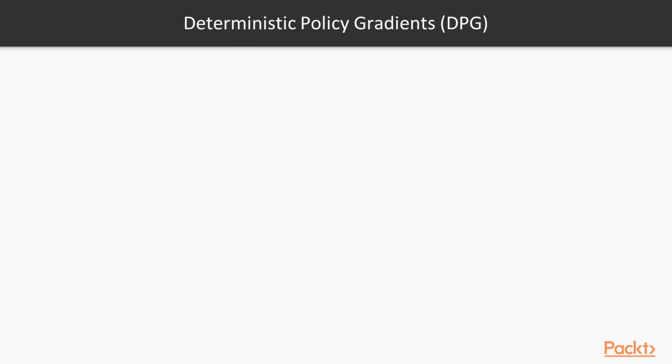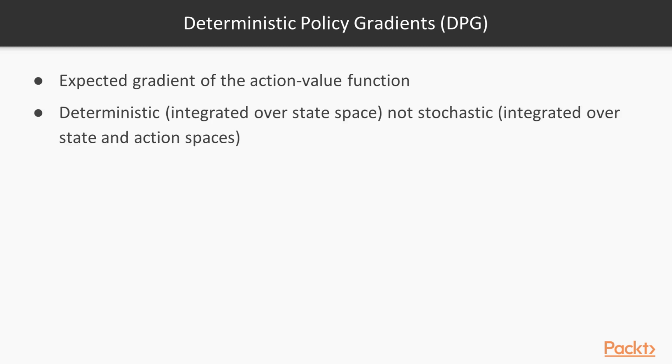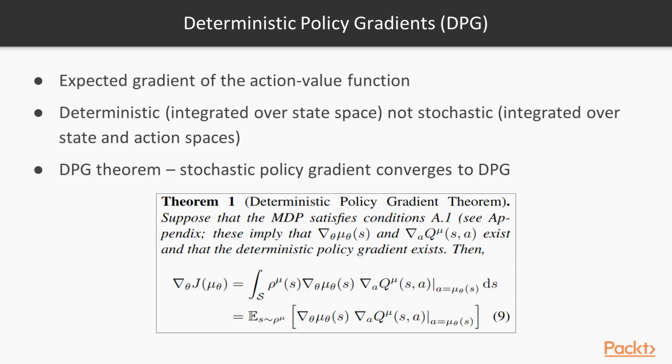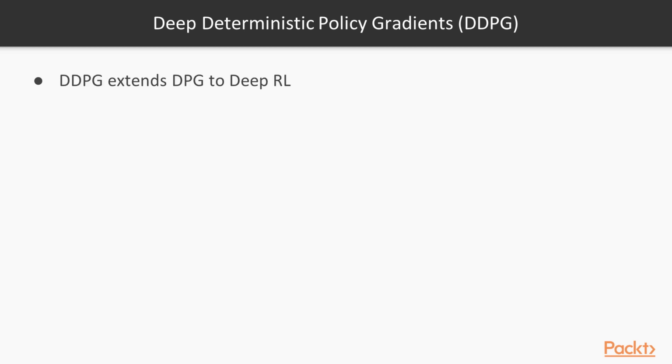The deterministic policy gradient is the expected gradient of the action value function. It is deterministic, that is, integrated over state space, and not stochastic, making it much more efficient to estimate. In the original DPG paper, the authors proved the DPG theorem, which shows that using the DPG is valid as the stochastic policy gradient converges to the DPG. The theorem allows us to use the efficiency of the deterministic policy gradient. We'll see deterministic policy gradient usage in DDPG in the next slide.